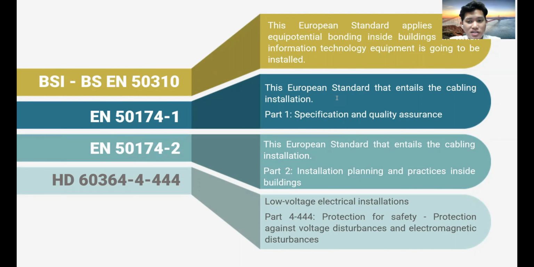And last but not least is HD 60364-4-44 regulation. And this regulation is about protection against voltage disturbance and electromagnetic disturbance in low voltage electrical installations.